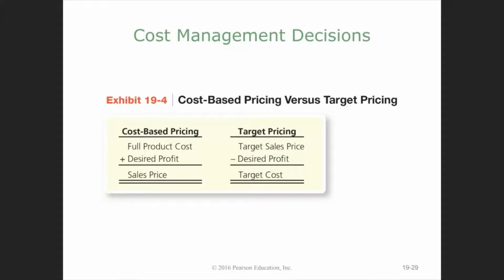So here we've got our cost-based pricing versus target pricing. When we're looking at cost-based pricing, we've got the full product cost plus the desired profit, which equals our sales price. And when looking at target pricing, we've got our target sales price minus our desired profit gives us our target cost.